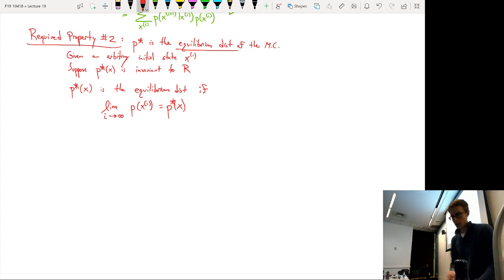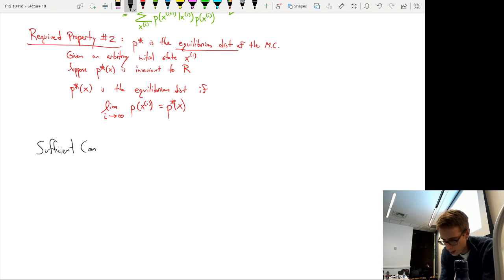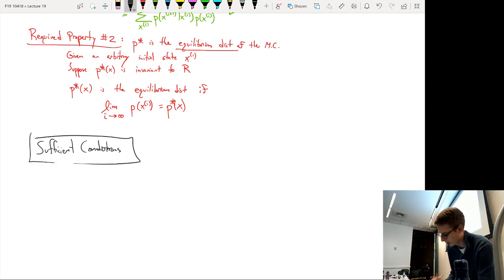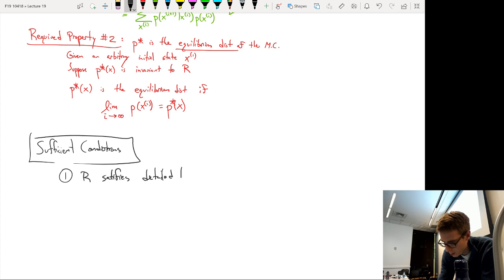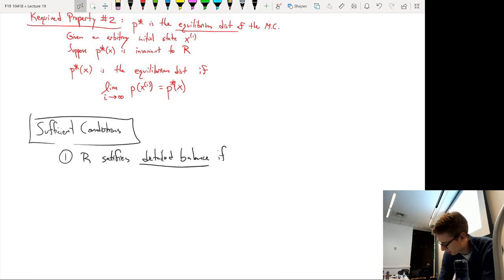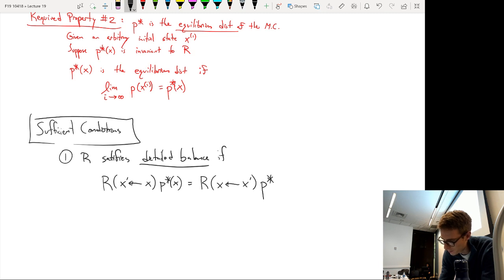That's all. Okay, so what are the sufficient conditions here? So the sufficient conditions for these required properties are twofold. One, we say that R satisfies detailed balance if the following holds, which is that R of x prime from x times P star of x is equal to the reverse direction, which is R of x from x prime P star of x prime.